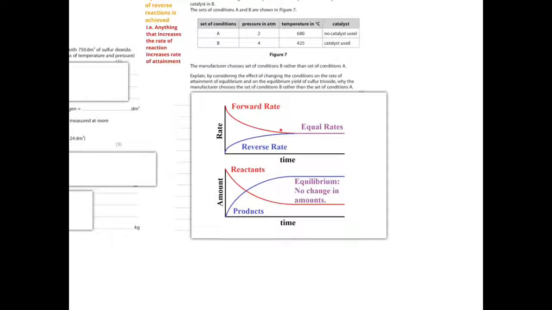Notice how the rate is the same, so they'll both achieve the same rate, but you can have more product being produced than reactant, and ultimately we want more product than reactant. That's favourable.